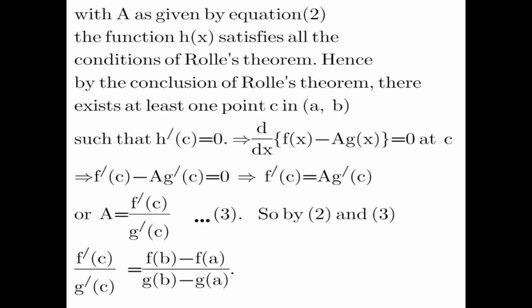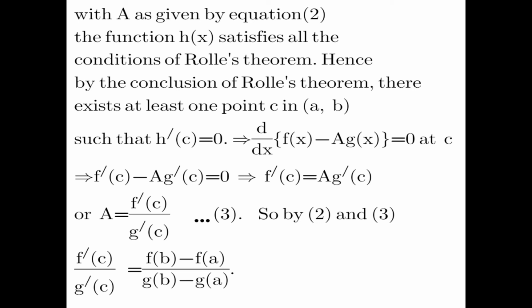So applying Rolle's theorem, by the conclusion of Rolle's theorem, there exists a point c in the open interval (a,b) such that h'(c) is equal to 0. That means d by dx of h(x), or d by dx of f(x) minus A into g(x), must equal 0 at c. And from this we obtain that A is equal to f'(c) / g'(c). Let us call this equation 3.